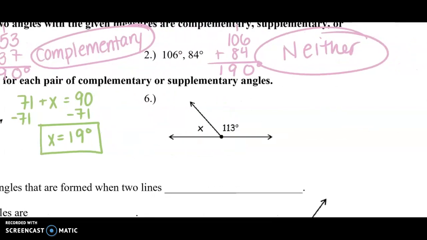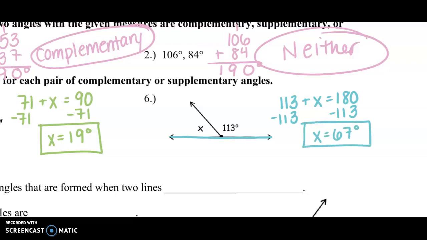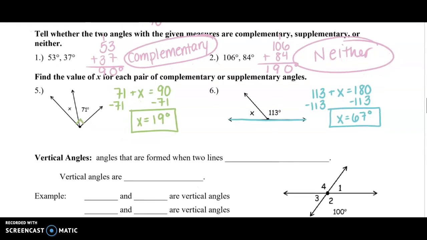Now this next one you can see is clearly a straight line, which means they're going to be supplementary angles. So that 113 degree angle that we're given plus the x angle has to equal 180. I can go ahead and subtract 113 from both sides. So then we would be left with x is equal to 67 degrees. Okay, so now let's keep going.